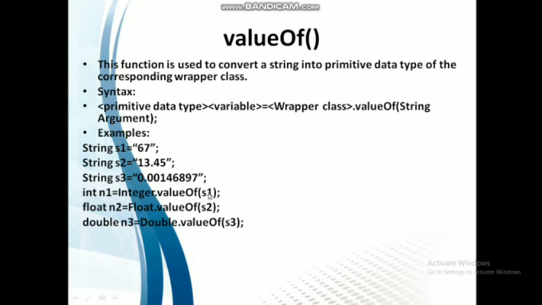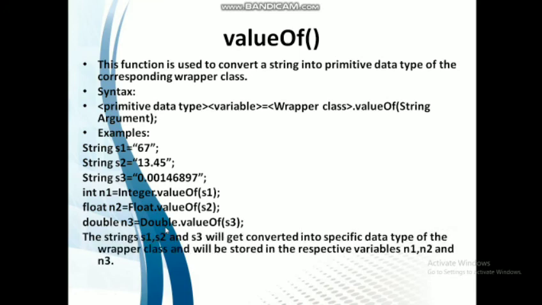So s1 will be converted to its integer type wrapper class. Then again float n2 is equal to Float dot valueOf of s2. So s2, that is 13.45, is actually a string that will be converted to float with the help of wrapper class Float. Then again double n3 is equal to Double dot valueOf of s3. Again s3 is a double type value, so the string will be converted to its double type. Then the strings s1, s2 and s3 will get converted to their specific data types of the wrapper class and will be stored in the respective variables n1, n2 and n3.